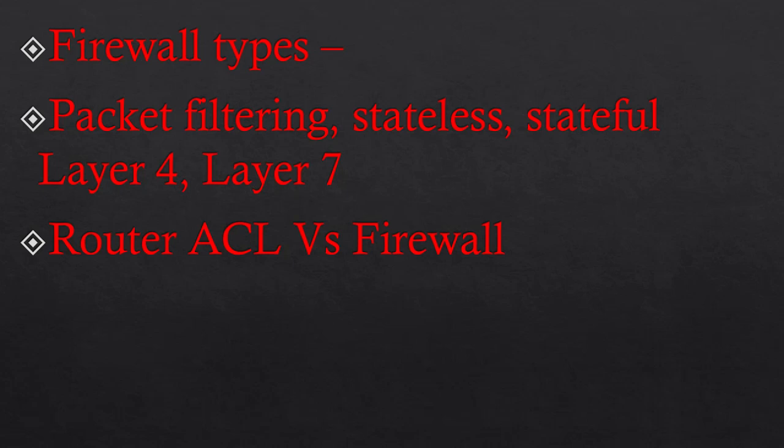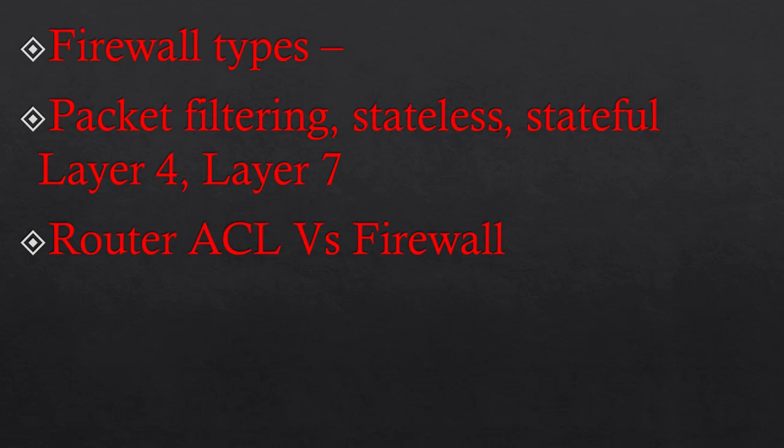So if the communication is from one machine, the source, to the destination, it's going to take the decision of allowing per packet based filtering, not maintaining streaming filtering. Then stateless and stateful firewall. So these are the firewall types.